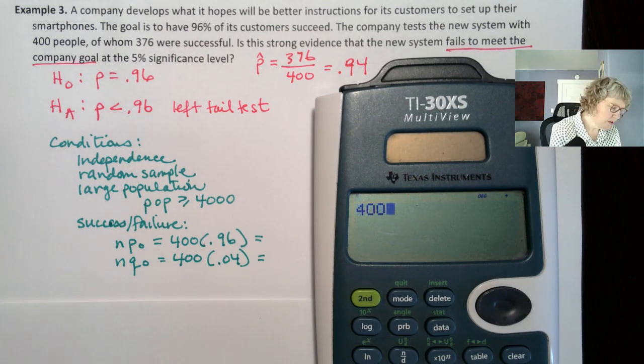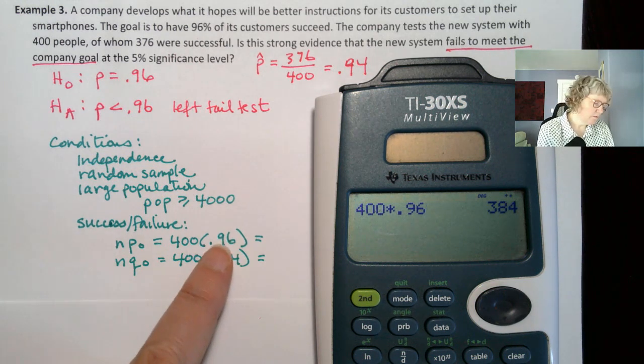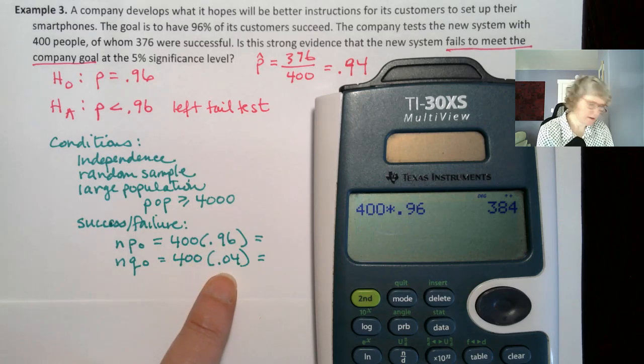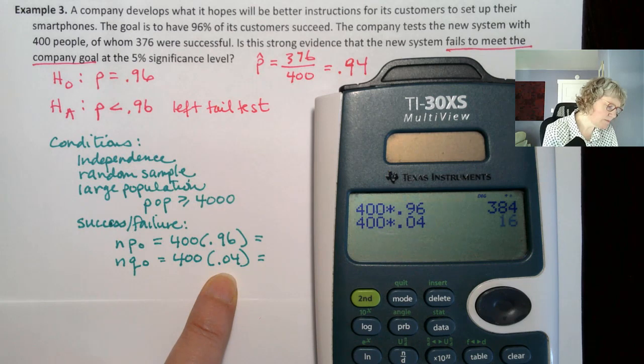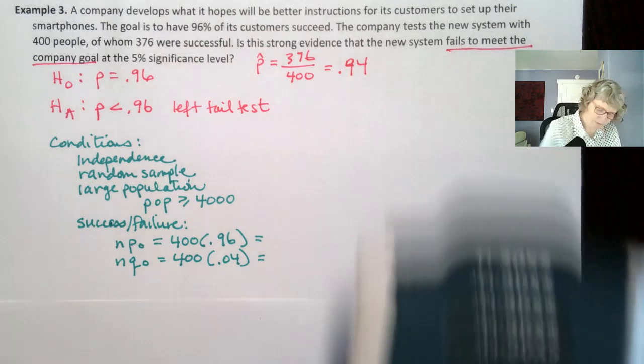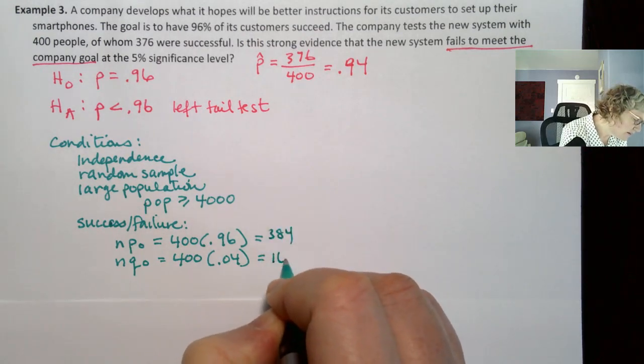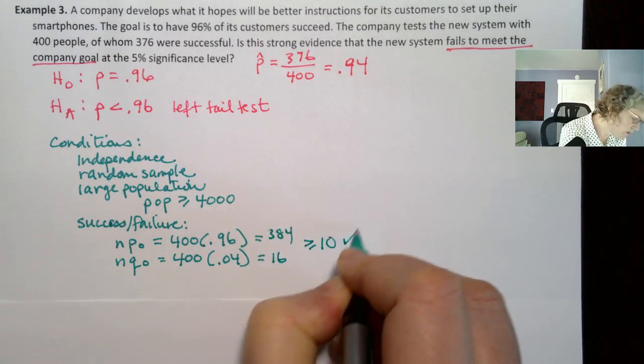Okay, 400 times 0.96. This one is over on the extreme, so we need to check this for sure. But this is not the one we'd be concerned about, right? It's the low one. So let's check 400 times 0.04. Okay, 16. So we barely made it. Not barely, but we made it. 384 and 16. Those are both greater than or equal to 10.